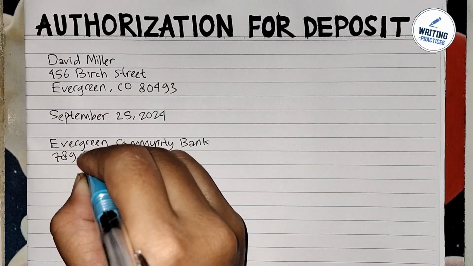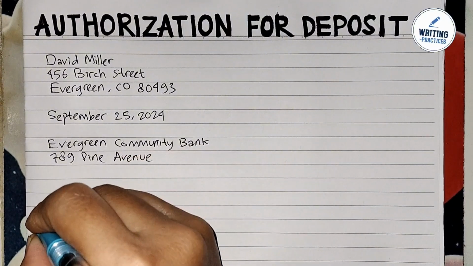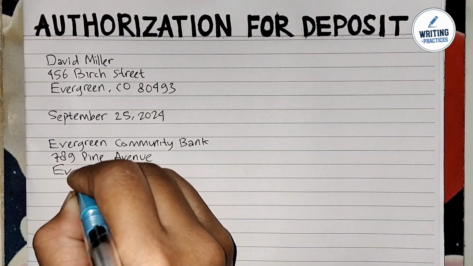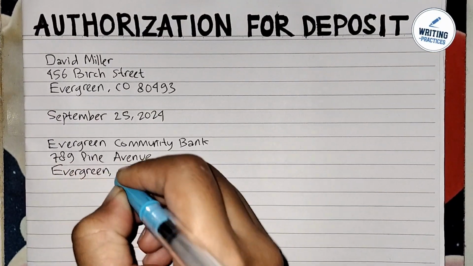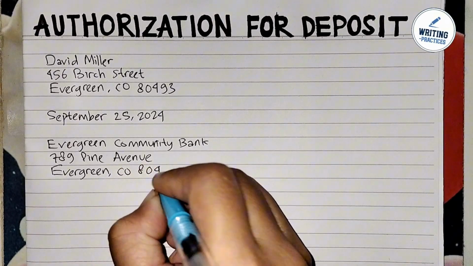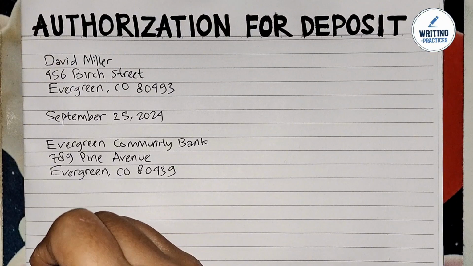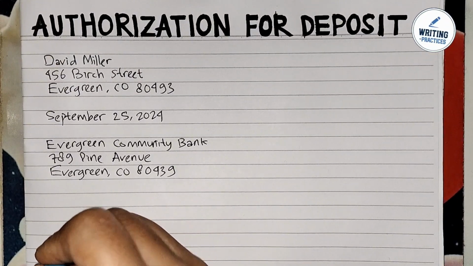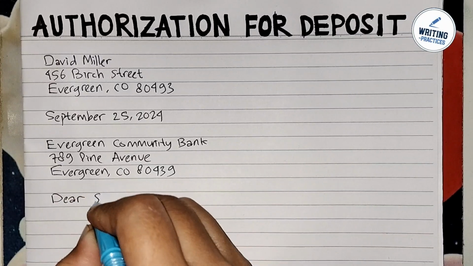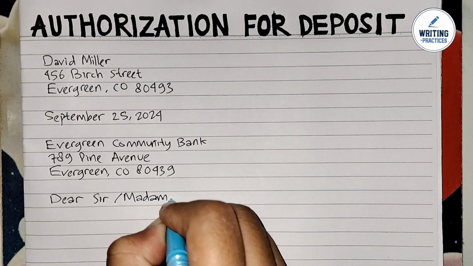And now, write the information about the recipient. You can write the name of the bank. In this case it is Evergreen Community Bank. And then, write the address of the bank or organization. Don't forget to mention the number, street name, city, state, and zip code. After completing this information, now you can write a formal salutation. Since you address it to the manager, you may write, "Dear Bank Manager," or simply "Dear Sir or Madam."